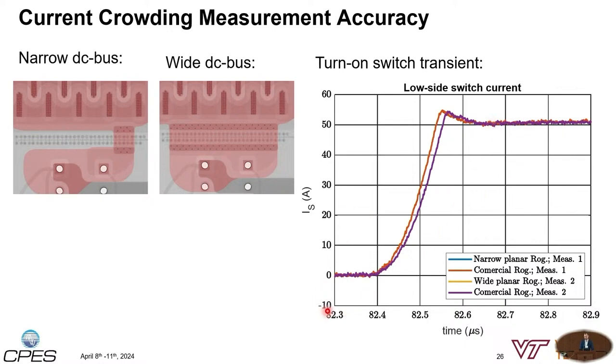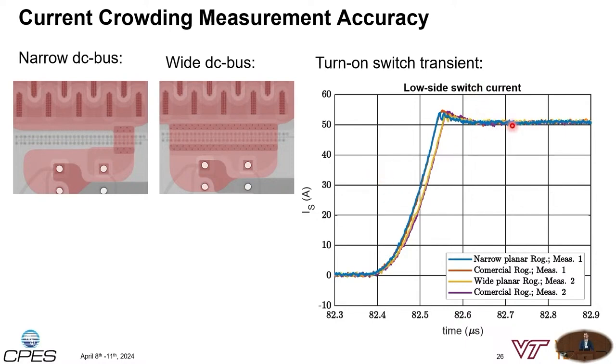What I'm displaying here is that we have carried out two measurements. What you're seeing here is the commercial Rogowski coil itself. There you can see that the amplitude and the current for both measurements is the same. Now, how does narrowing the DC bus impact the amplitude of our current measurement? You see that highlighted in blue, and we overlap that with the wide DC bus structure in yellow.